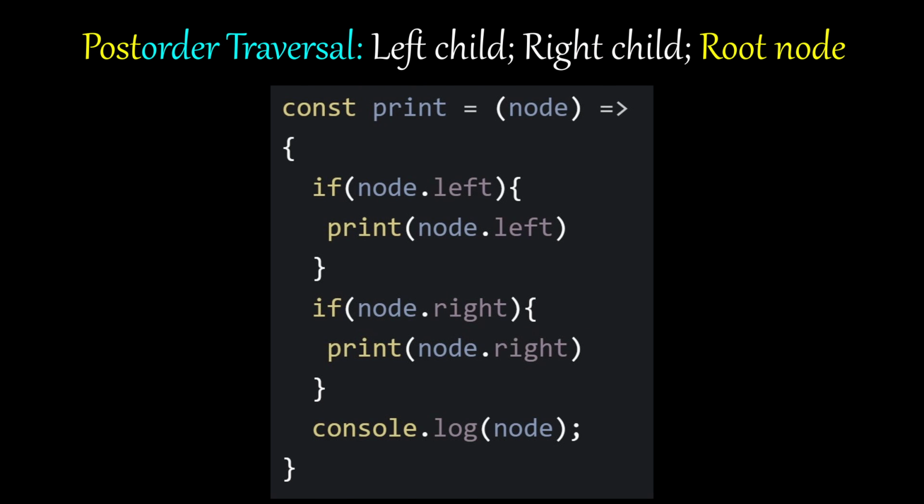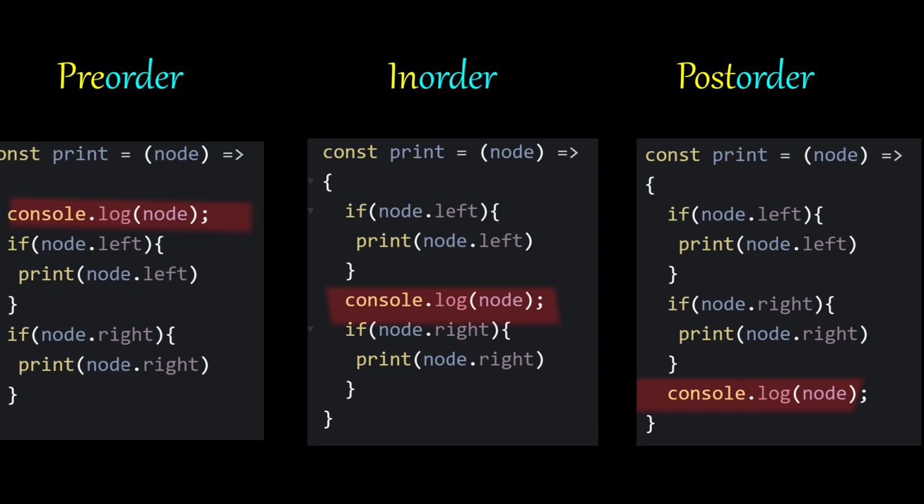Finally, the algorithm for post-order traversal will look like this. We call the print function on the left node if it exists, and call it on the right node if it exists, and finally we print the value of the node. Observe how the three algorithms are almost the same. The only difference is in the position where we print the node. And this position also follows the prefix.